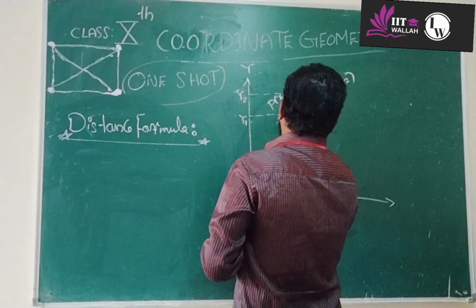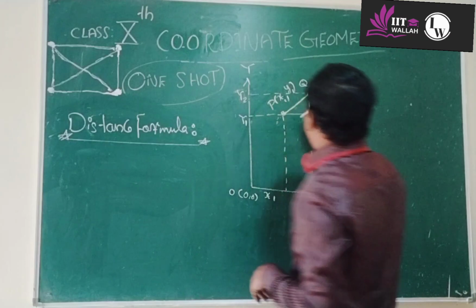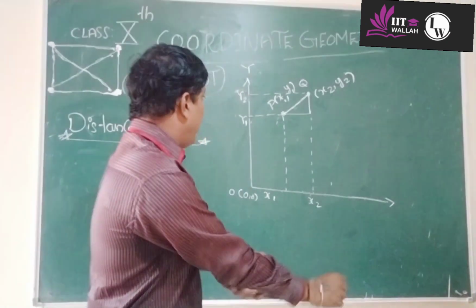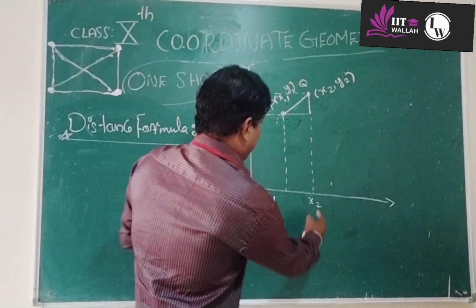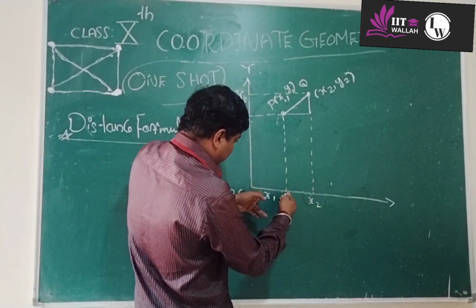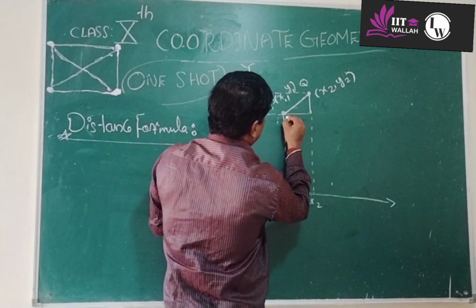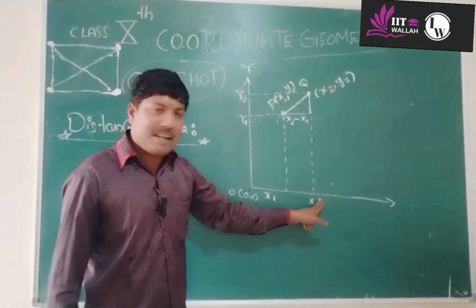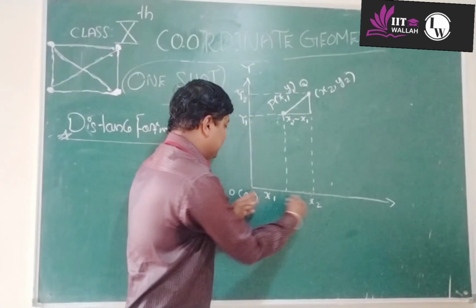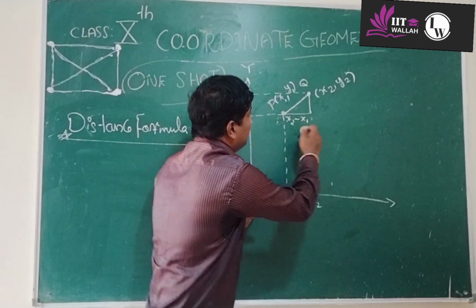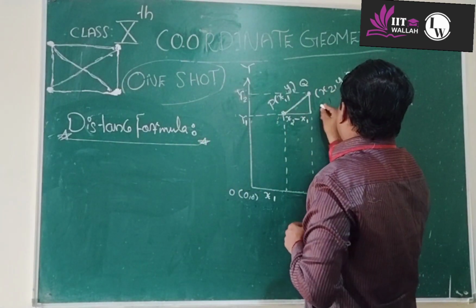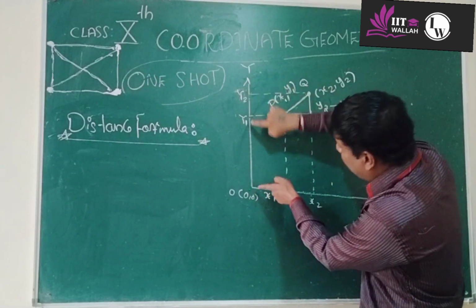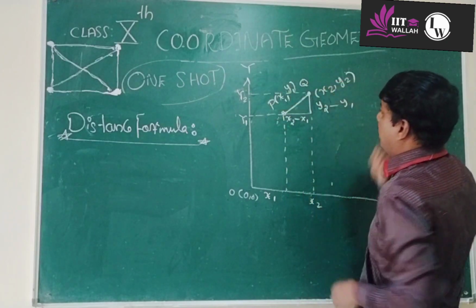Now we can make a right triangle here, so that we can use the Pythagoras theorem. This length will be x2 minus x1. From the figure it is clear, right? From here to here is x2, from here to here is x1, so x2 minus x1 is this distance. Similarly, this distance will be y2 minus y1.